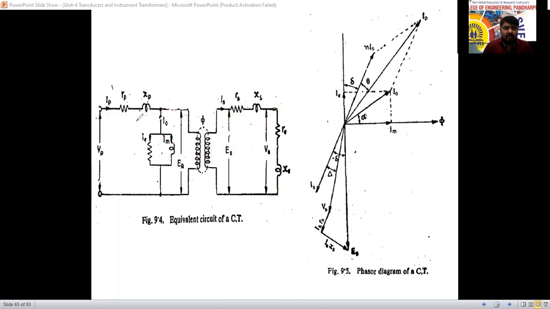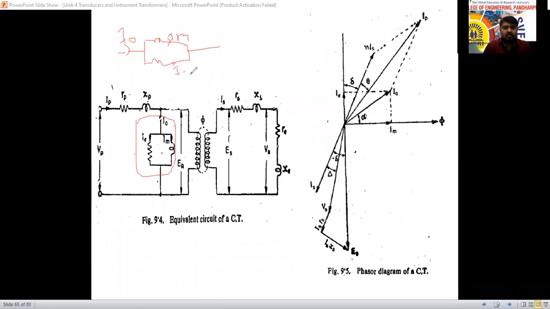Now consider only this much here. From this, the circuit looks like this: on one side IM is there, on another side a resistance is there. So two parallel paths are there. Here the current I naught is flowing. Here IM is there. Here IE is there.